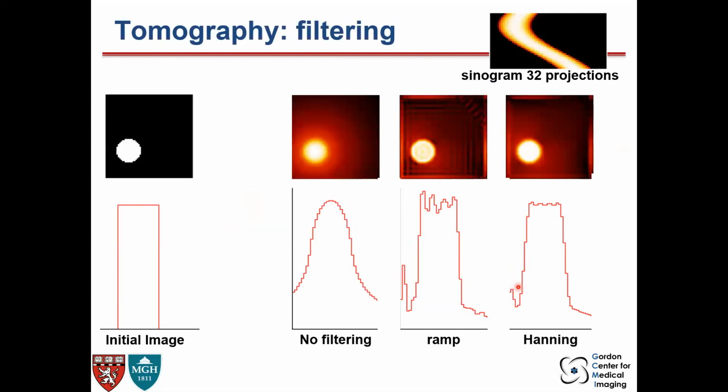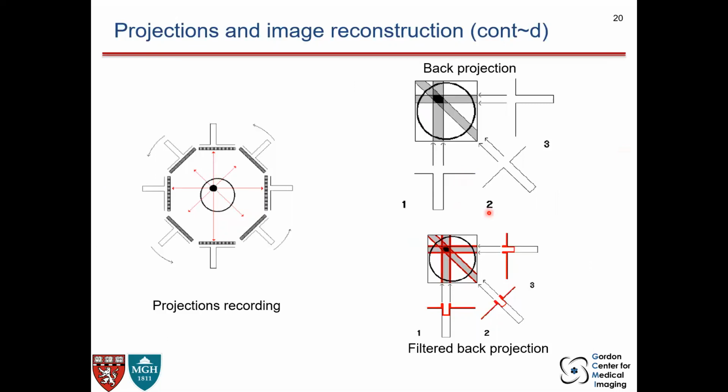So these are basically the steps. Again, the projection acquiring, and then back projection, and then the filter. This is the filter back projection compared to just a simple back projection method. And I think Moses already talked about these.